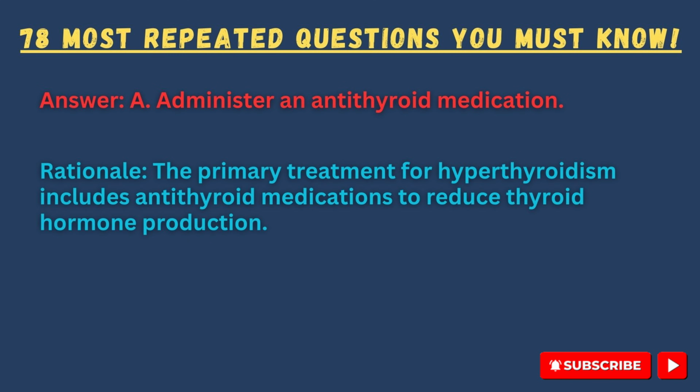Answer: A. Administer an antithyroid medication. Rationale: the primary treatment for hyperthyroidism includes antithyroid medications to reduce thyroid hormone production.